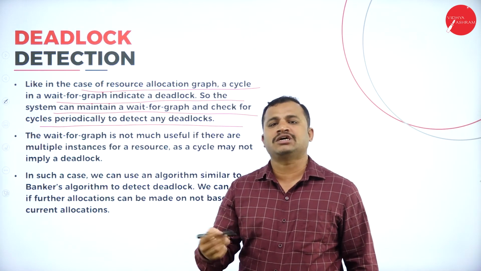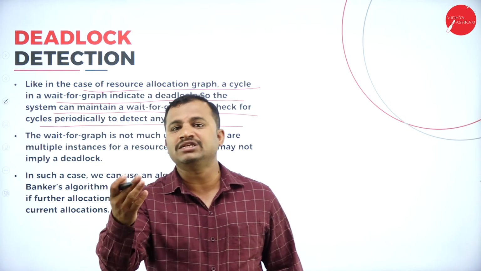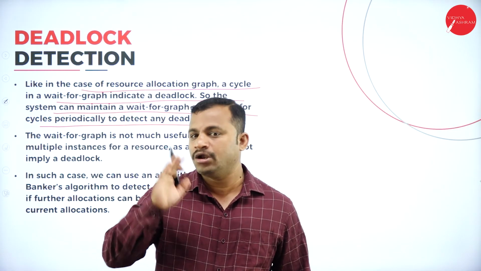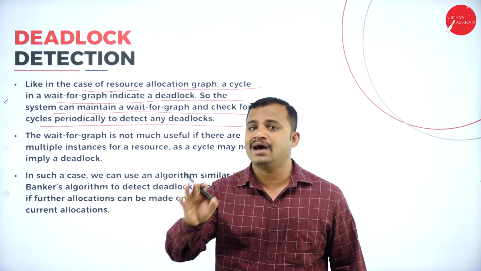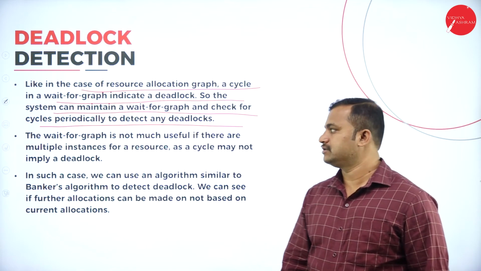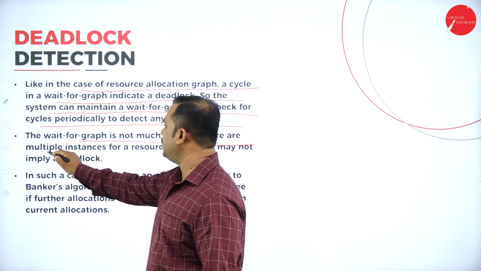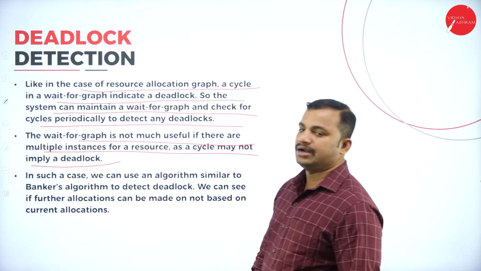It periodically checks, by assigning resources to the process, if there is any chance of a cycle in the graph. If so, it avoids allocating those resources to the process so that the system remains in an acyclic graph format. So the wait for graph is not much useful if there are multiple instances of a resource, as a cycle may not imply a deadlock.